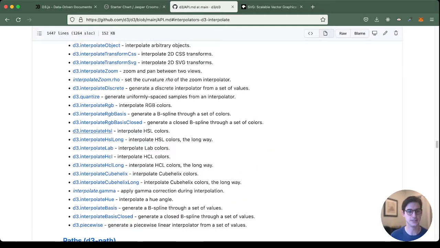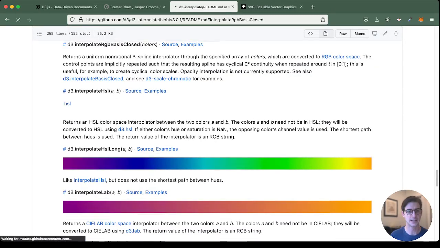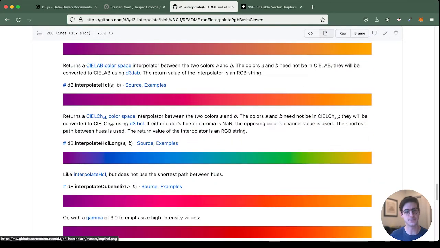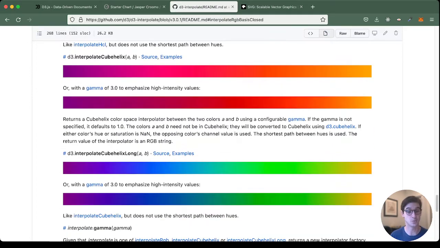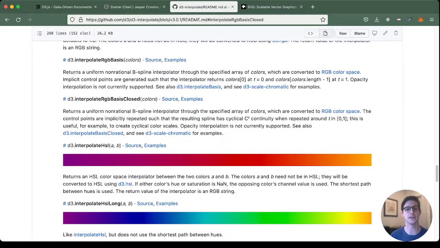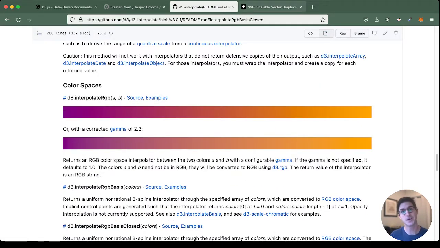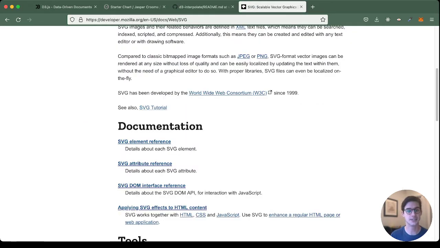So you can see through here, it's got examples, and for colors specifically, it shows what they look like. It is very, very helpful. The other resource I use a lot is actually MDN, right? The Mozilla Developer Network, specifically around SVGs. What D3 does behind the scenes is it draws SVGs, which are scalable vector graphics.